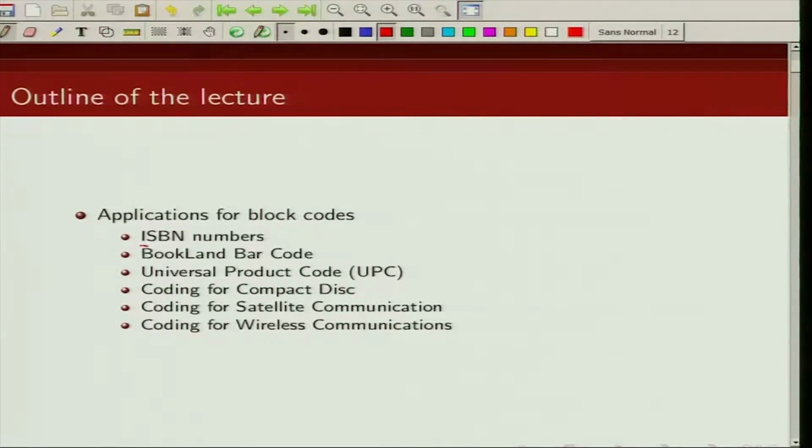In particular, we are going to talk about the ISBN number, and how an error detecting code is used in it. Similarly, we will talk about the application of error detecting codes in the Bookland barcode. We are also going to talk about the application of error detecting codes in the UPC code as well as the European Article Number. And then we are going to talk about applications of linear block codes for compact disk, for satellite communication, and for wireless communication.